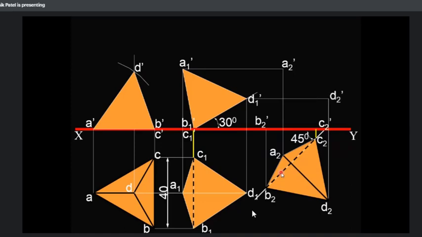Now, how will you draw the final answer? Again you use the same rule: outer points are always connected by a solid line. So A2 dash B2 dash, solid line. B2 dash C2 dash, solid line. C2 dash D2 dash, solid line. Understand?